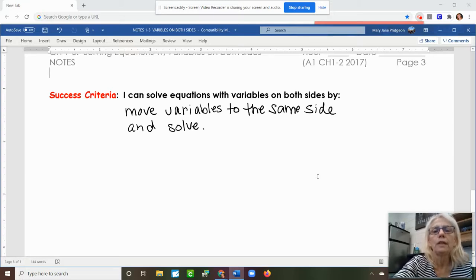So we need to be able to remember that if we want to be successful at solving equations that have variables on both sides, the way we do that is by getting the variables on the same side and then working the equation out in the same process. Undo the parentheses, undo addition, subtraction, or multiplication and division, simplify, solve, and solution check.